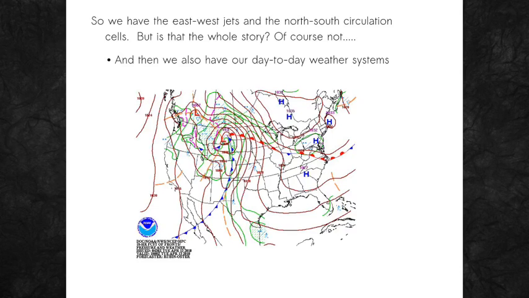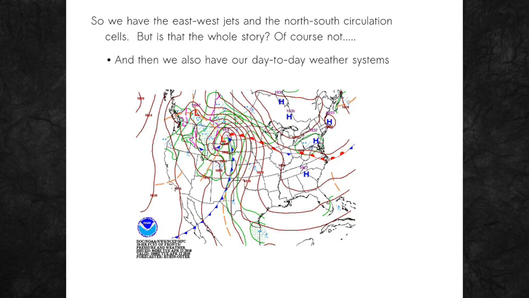Okay, so east-west jets, north-south circulation cells, semi-permanent high and low pressure systems, primarily associated with the land-sea contrast. Is that the whole story? Well, no, of course not, because we also have our day-to-day weather. So on any given day, we can have all kinds of things going on that don't really fit with those patterns.